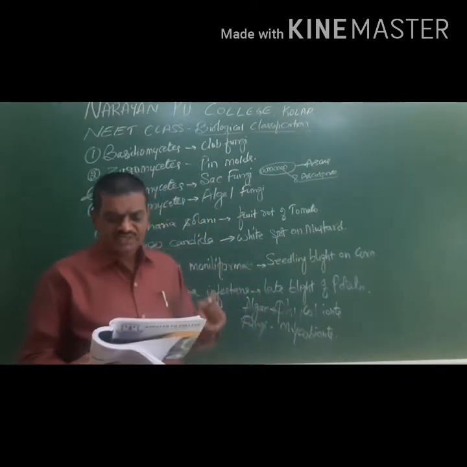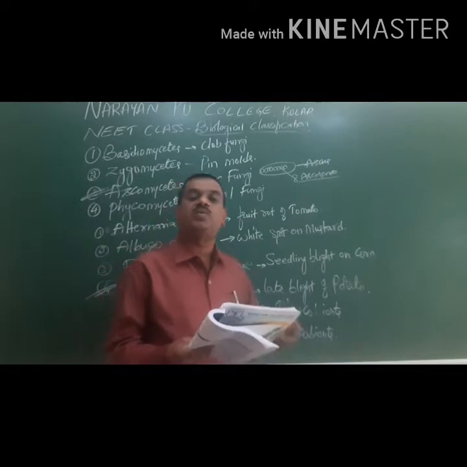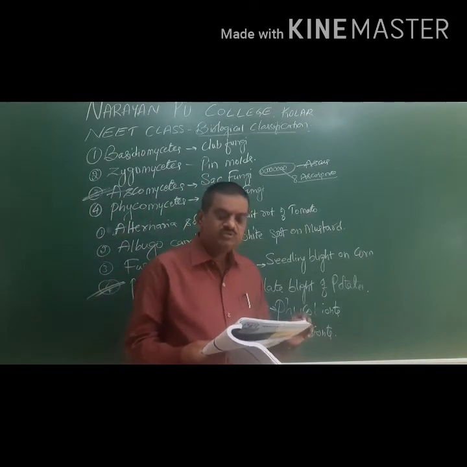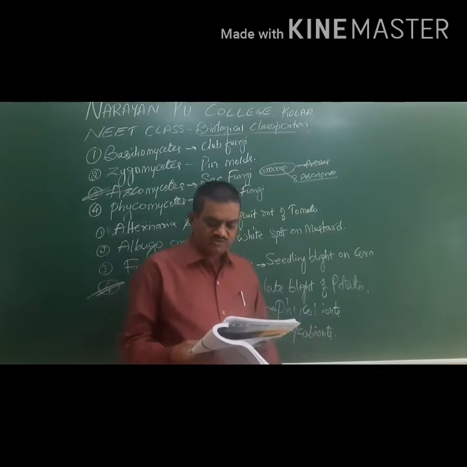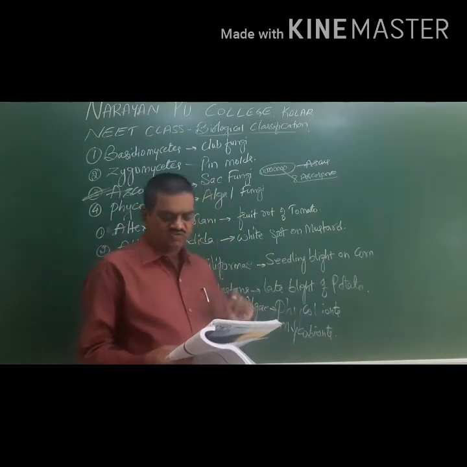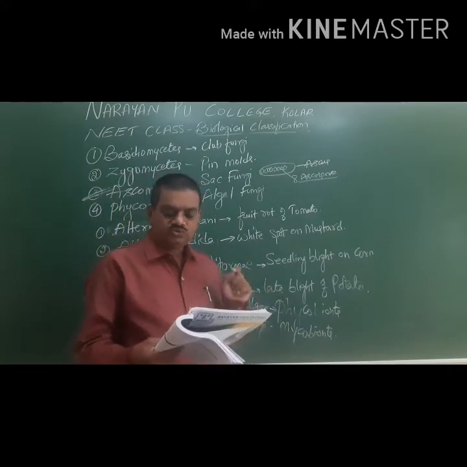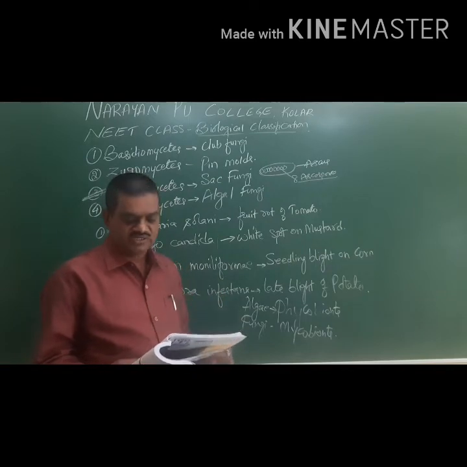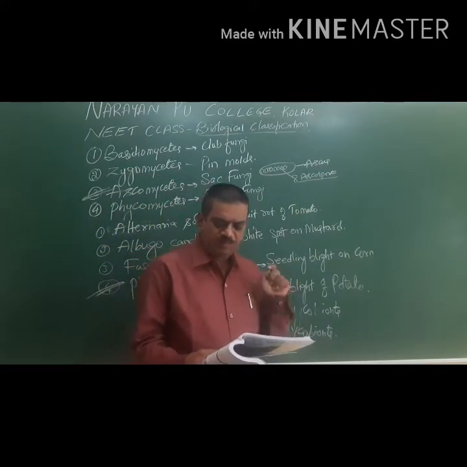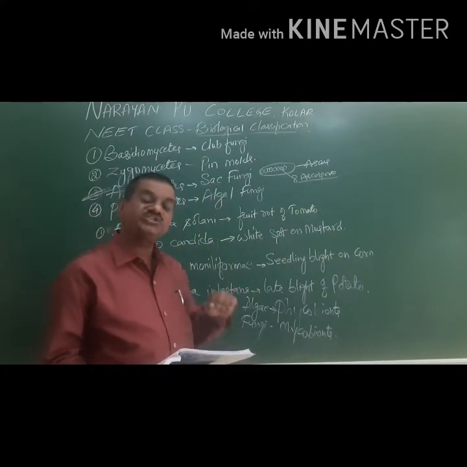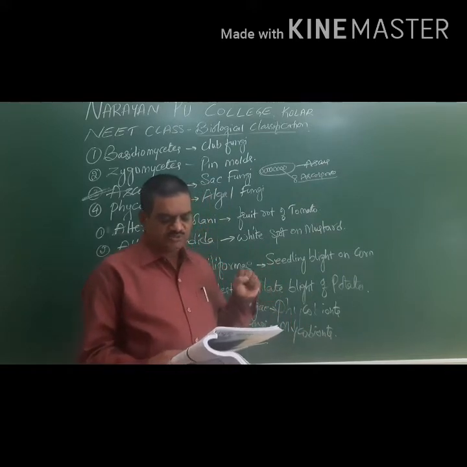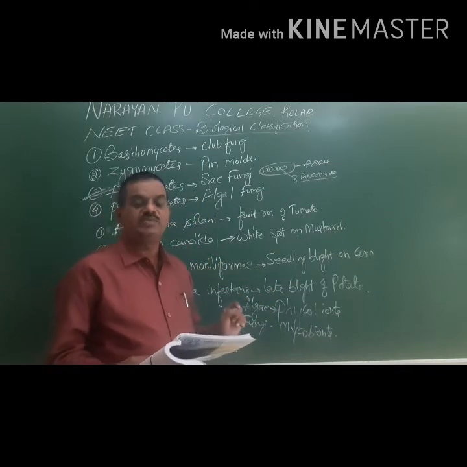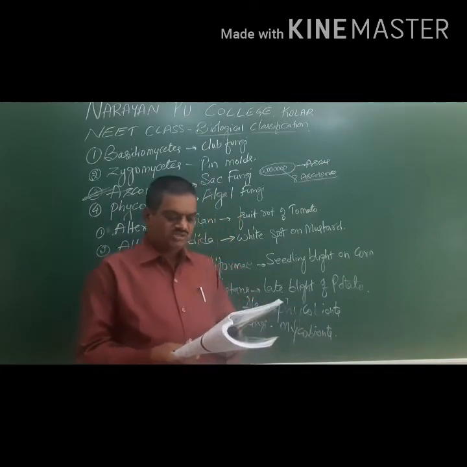34th question. In lichens, sexual reproduction is usually performed by: algal partner only, fungal partner only, both algal and fungal partners, or either of the two partners. So here the sexual reproduction is always performed by the fungal partner only. So the answer is the second one, because we know that the algal partner produces food for it, while nutrient and water absorption is done by the fungal partner and used by the algae for the preparation of food. So I'll go for the next question.